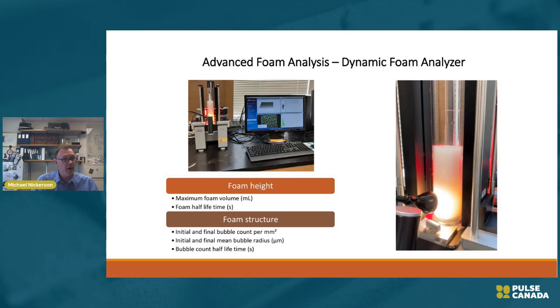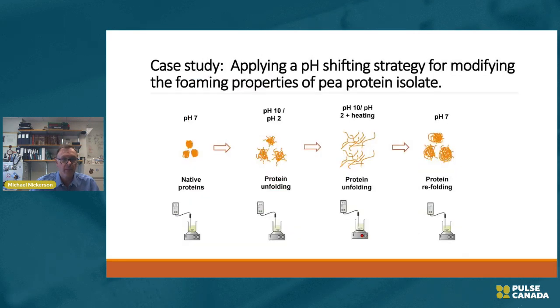Now, at the university, we also have advanced tools to understand the protein and how they align at the interface and structure of these foams and how it breaks down. So this is a new tool that we have in our group called the Dynamic Foam Analyzer, and it allows us to probe in greater depth into understanding foam volume and stability and how it changes in response to our pulse protein. So this machine can look at the volume, but really look at the microstructure of that foam. And this is just a quick example.